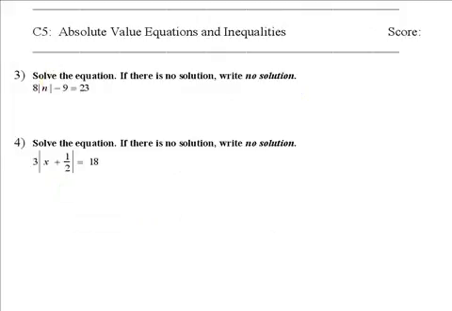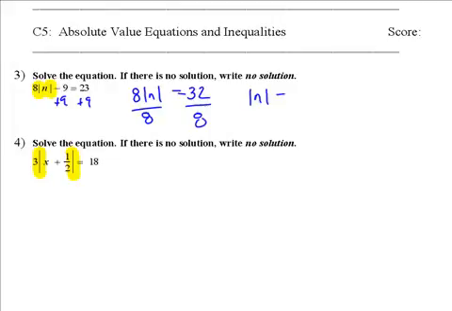This is our absolute value, and what most of you guys forgot on these absolute values is there's 2 answers, usually. 2 answers on these. So let's go ahead and do number 3. I'm going to add 9 to both sides to start off with. So that gives me 8 times the absolute value of n equals 23 plus 9, which is 32. And if I divide by 8, I get absolute value of n is equal to 4.